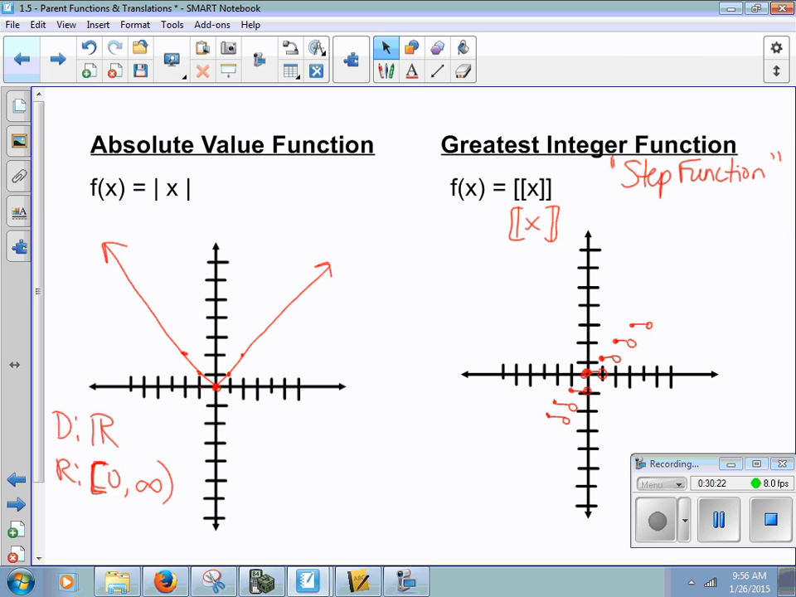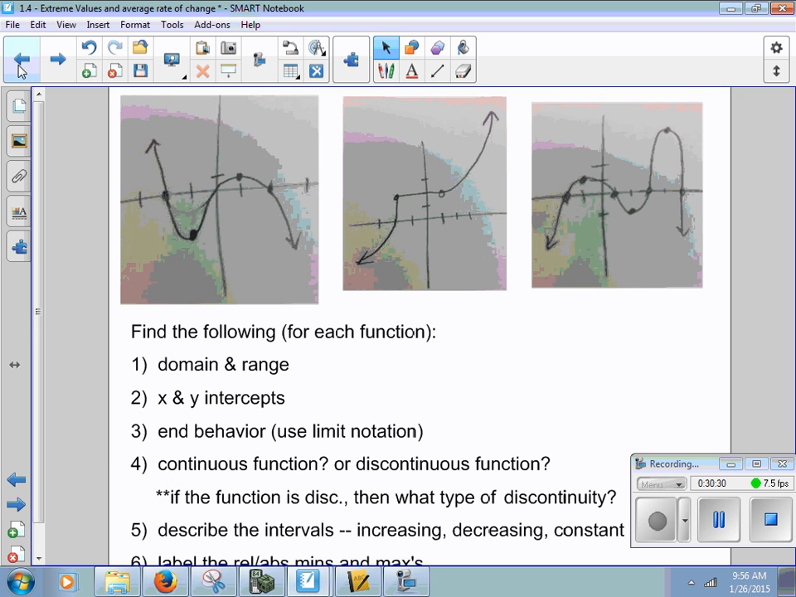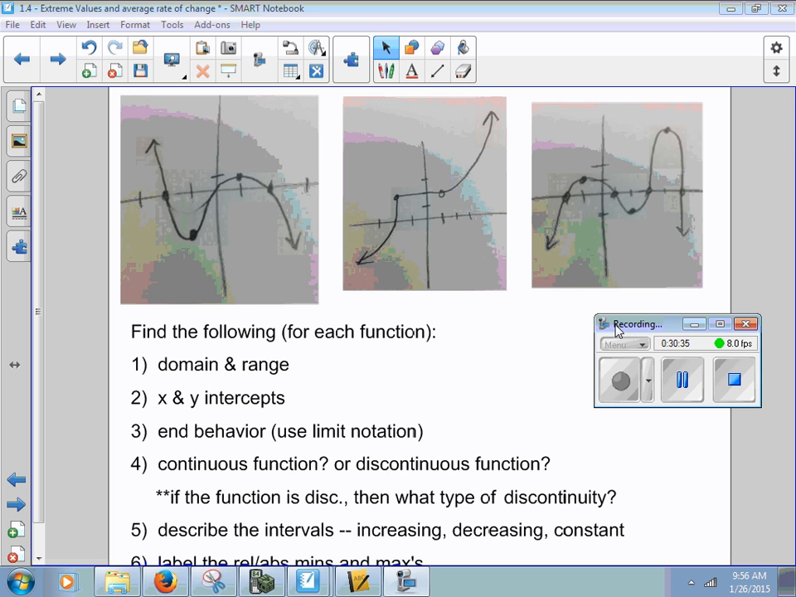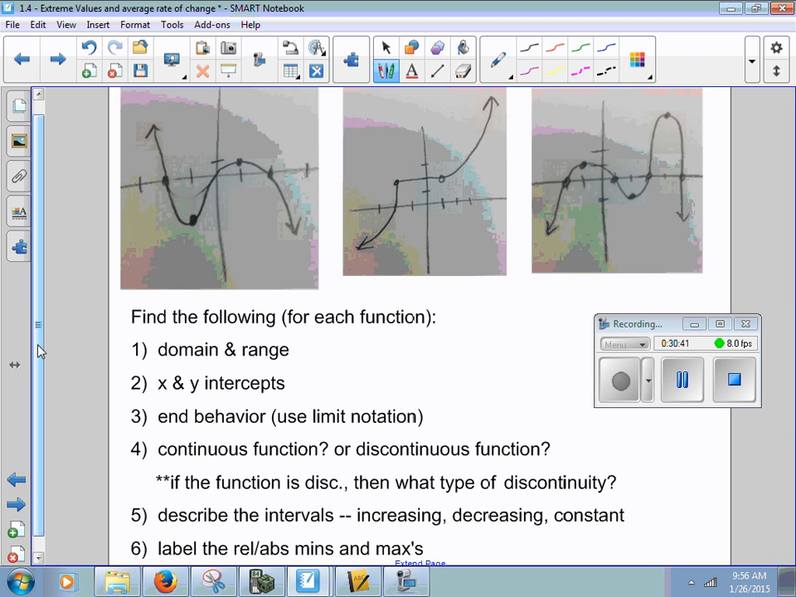Here's what I want you to do for homework tonight. You're going to have to take a picture of this, and I will put a picture of this on Instagram. I'm going to cut the lights off so you can see these. You've got 3 functions, and I'm going to call them function A, function B, and function C. You have to be able to name all of those pieces for each of those functions.